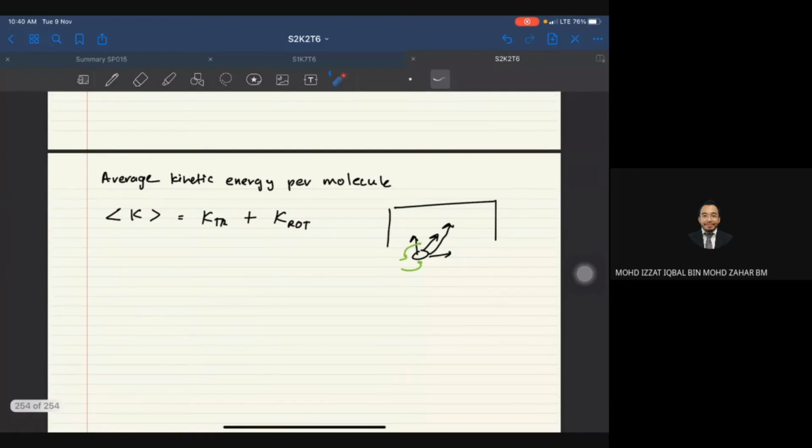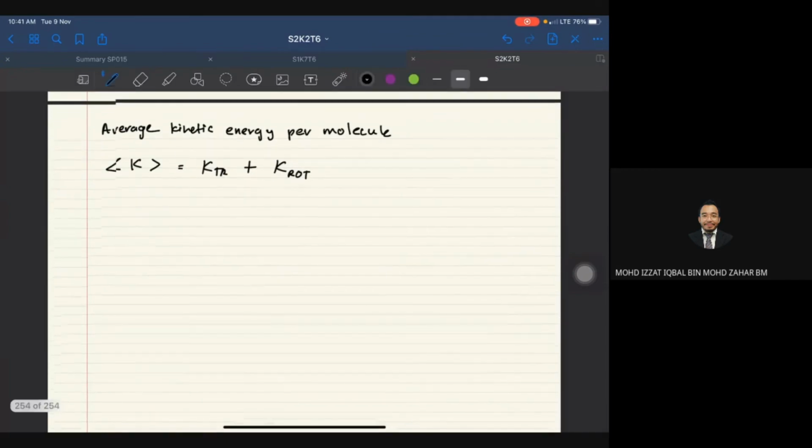So the reason why we consider rotation is because we want to consider total kinetic energy. Dan K translational tadi hanya untuk linear. So dia sentiasa 3/2 KT. Kalau jadi kita kena ada tambah rotation. Kita nak tengok sama ada molecules tu rotate atau tak. It depends on the type of molecule. We have 3 types of molecule.